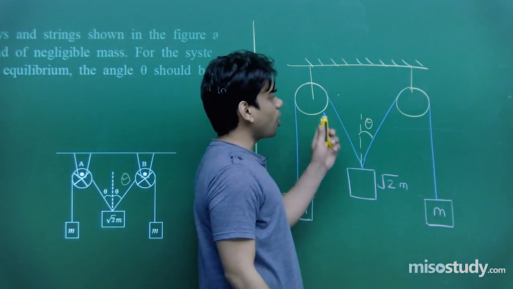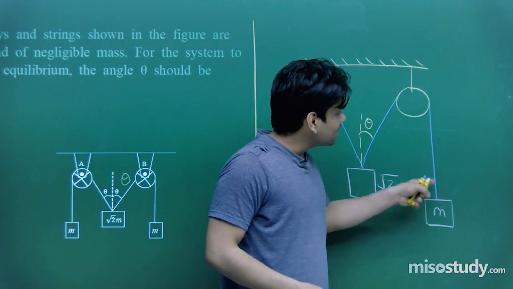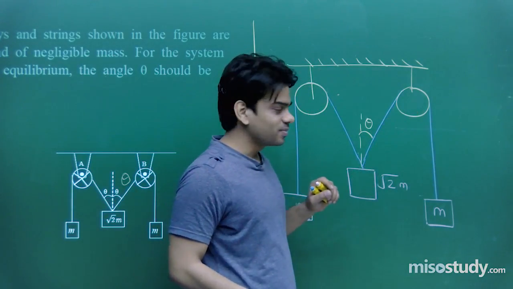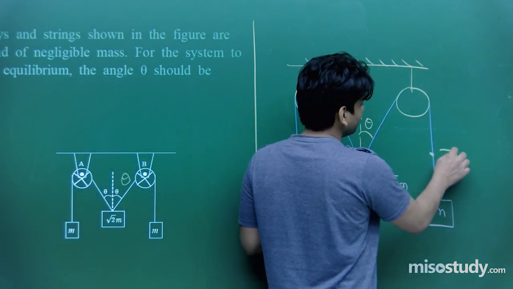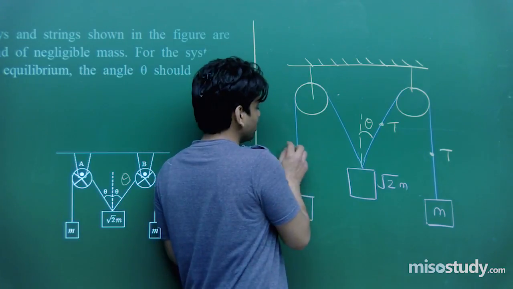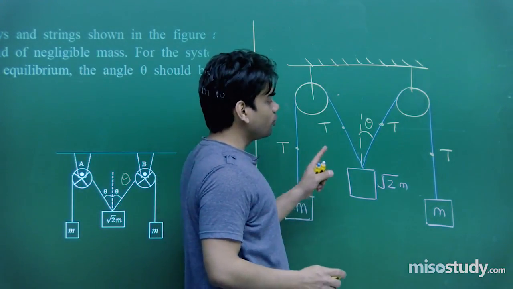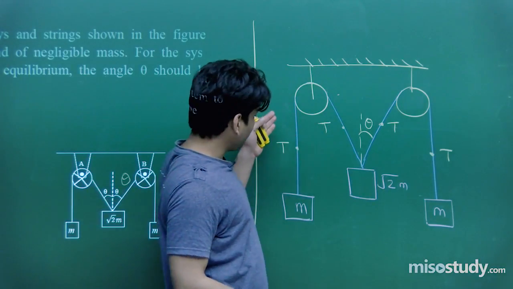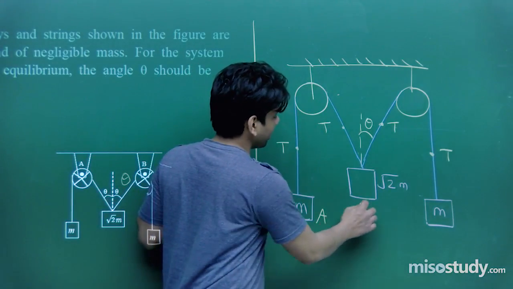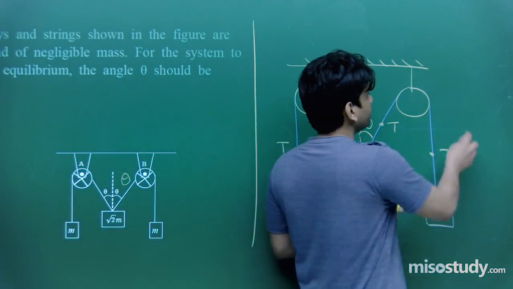Now see, the string is uniform, light, inextensible, that is what has been given. The tension developed in this string will be the same. So if the tension is T here, it will be T here, and due to symmetry, everywhere the tension will be the same, T and T. Now try to visualize. First of all, let's make a free body diagram of this block. I am marking this block as A and this block as B.